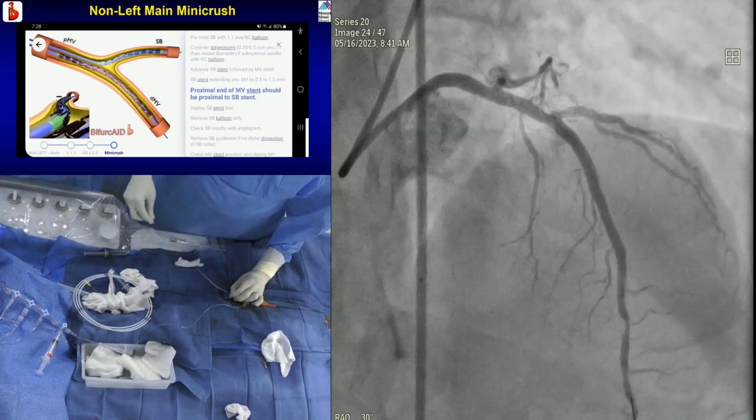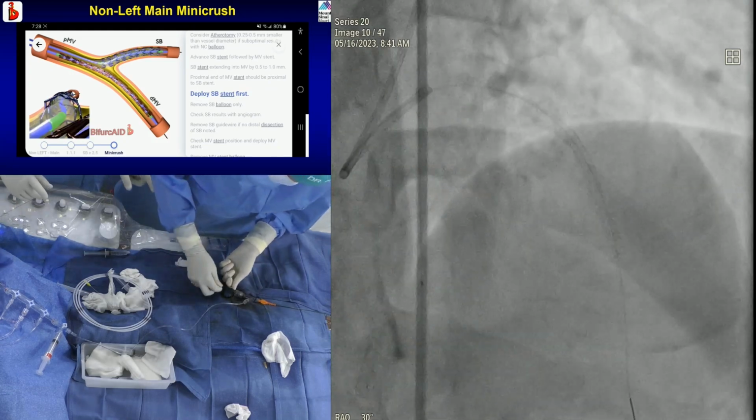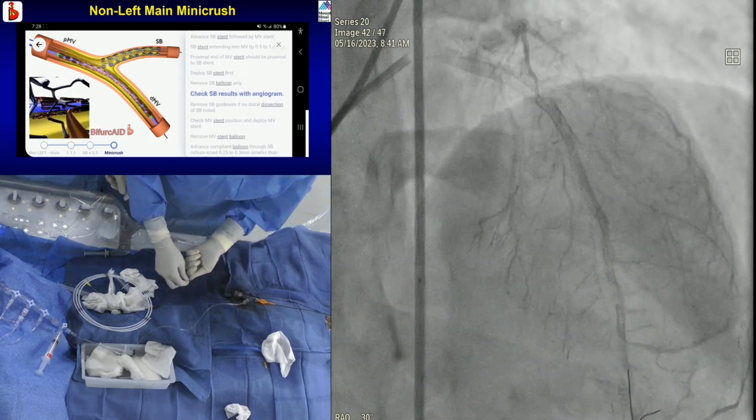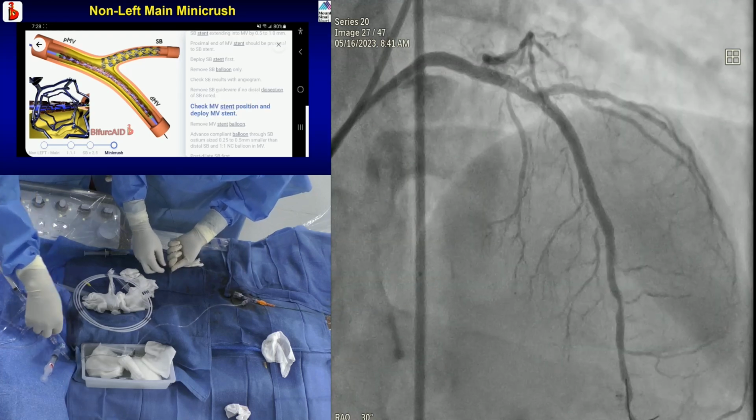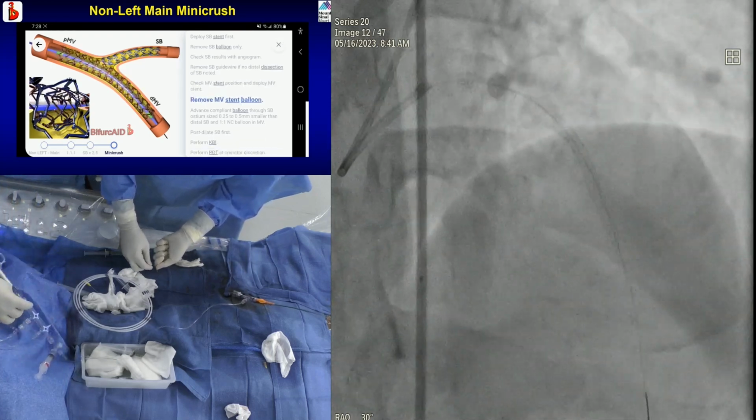So the question is for the main vessel. Do you want a 3.5 balloon? I think LED 4.0, no, maybe too big. For the LED, that area, the bifurcation is still to open more.